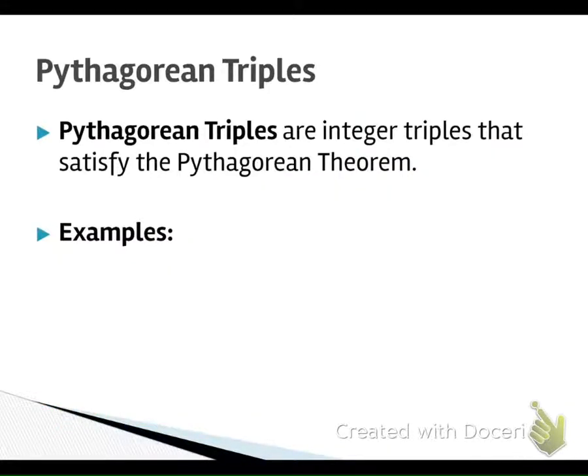This is Pythagorean triples. A Pythagorean triple are integer triples that satisfy the Pythagorean theorem. So integer means that they're going to be whole numbers, positive or negative, but you're not going to have decimal points with them, right? No square roots. So one of the most famous versions of this is 3, 4, 5. And what it's saying is if you did 3 squared plus 4 squared, it'll equal 5 squared. And we see that that's true. 9 plus 16 equals 25. So all of those are whole numbers.